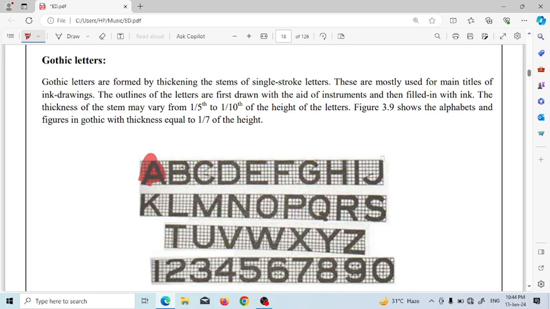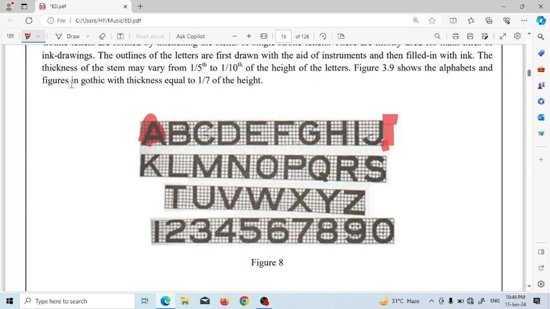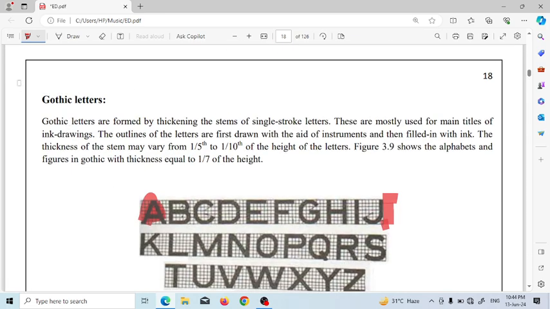So this is the height of the letter, and this thickness will be 1/5 of the height, ranging from 1/5 to 1/10 of the height of the letter. Figure 3.9 shows the Gothic alphabet with thickness equal to 1/7 of the height. This example is 1/7 of this height. So these are the numbers and this is the lettering. That is Gothic letters.